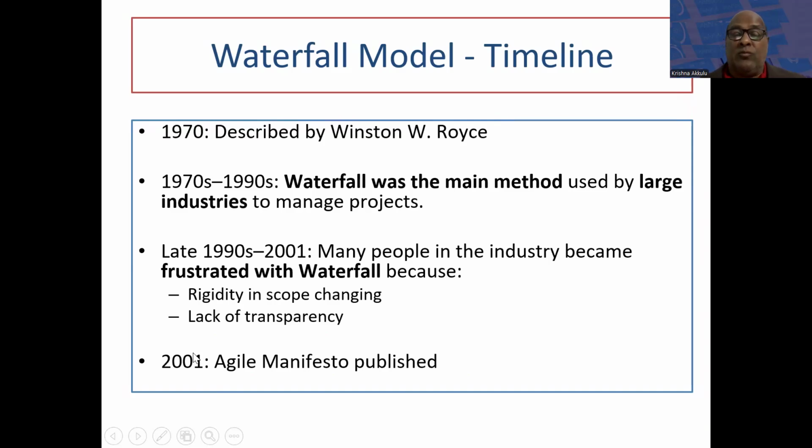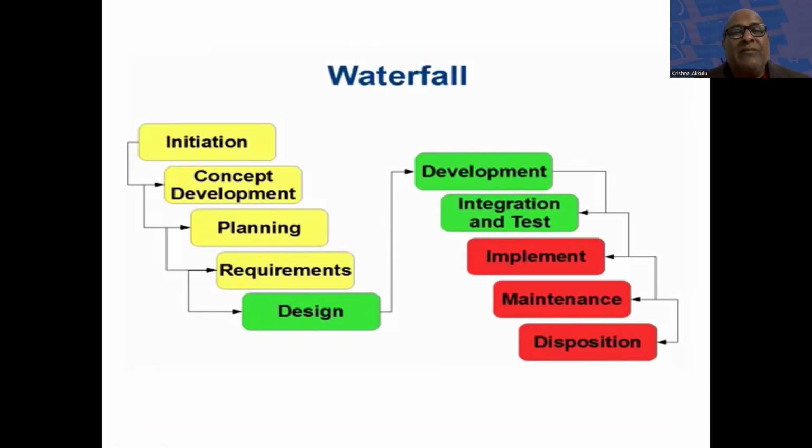From the late 90s to 2001, many people in the industry became really frustrated with the waterfall method, and many projects got abandoned. The main reason is that the waterfall method doesn't allow changes in scope. Once the scope or requirements are delivered, I mean, published, it doesn't allow the scope to change. A second reason is lack of transparency. Because of that, people got frustrated. In 2001, the Agile Manifesto was published.